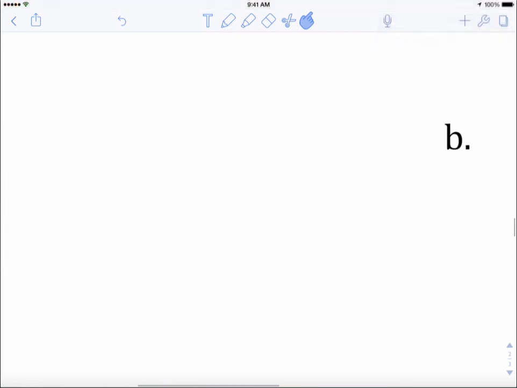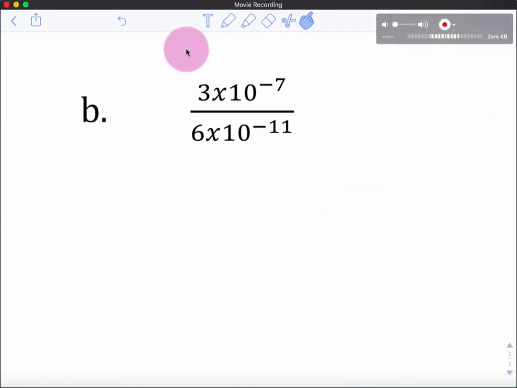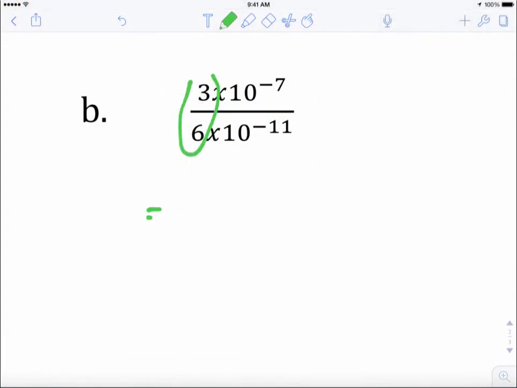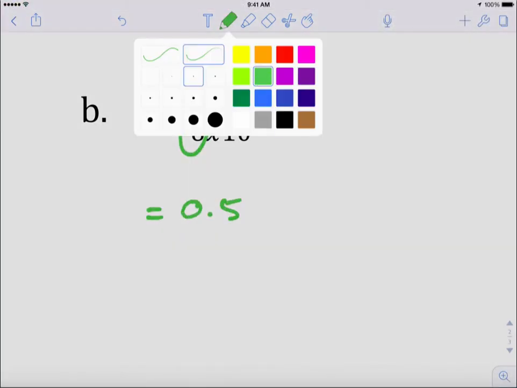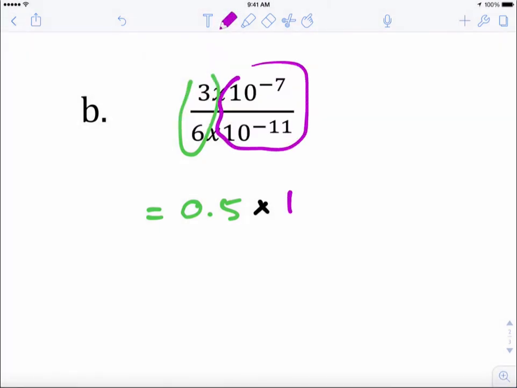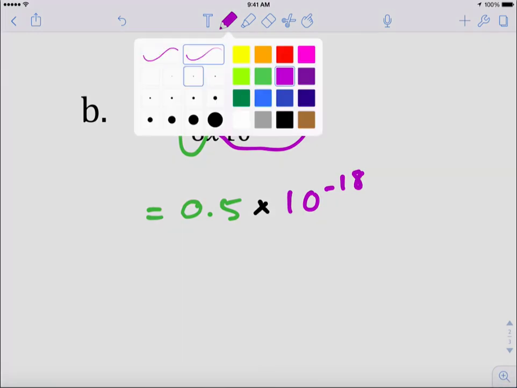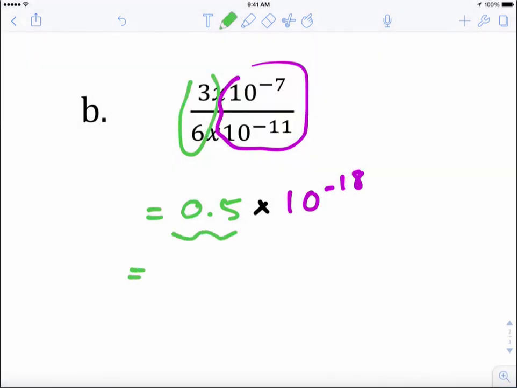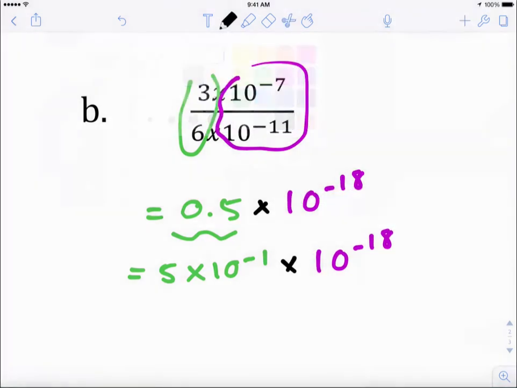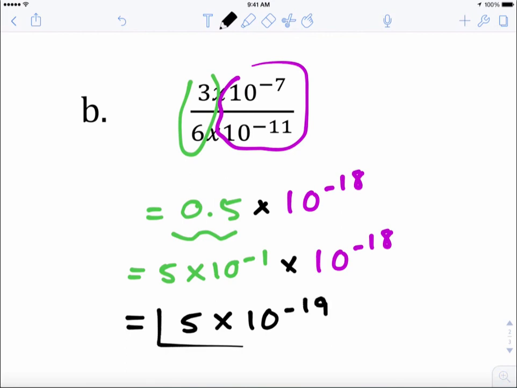Okay, last one. A lot of negative exponents. I immediately see we're going to have some issues here. Right? 3 divided by 6. 3 over 6 is 0.5 times, let's see, in purple, 10 to the negative 18th. All right, well, let's see what we got. 0.5, also known as 5 times 10 to the negative 1, multiplied by our trusty 10 to the negative 18th. I hope that this sheds light on the fact that our final answer will be 5 times 10 to the negative 19th in scientific notation.